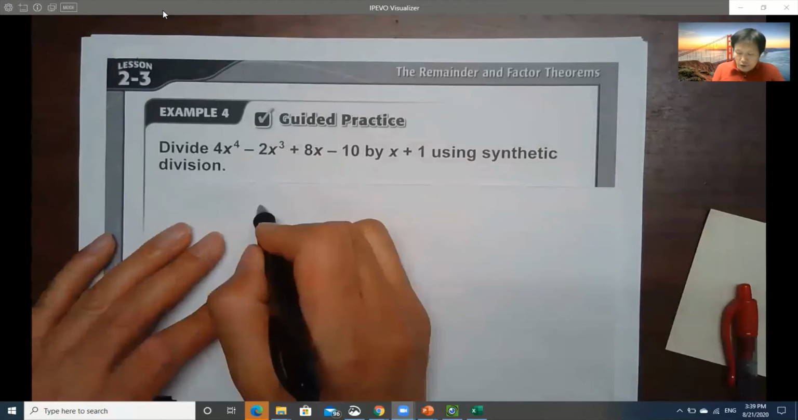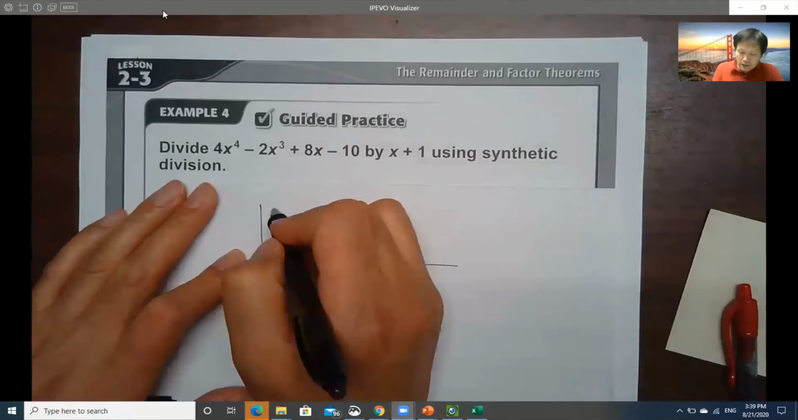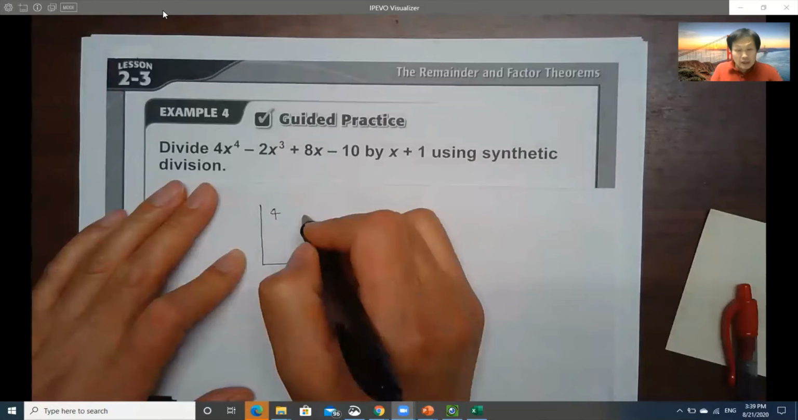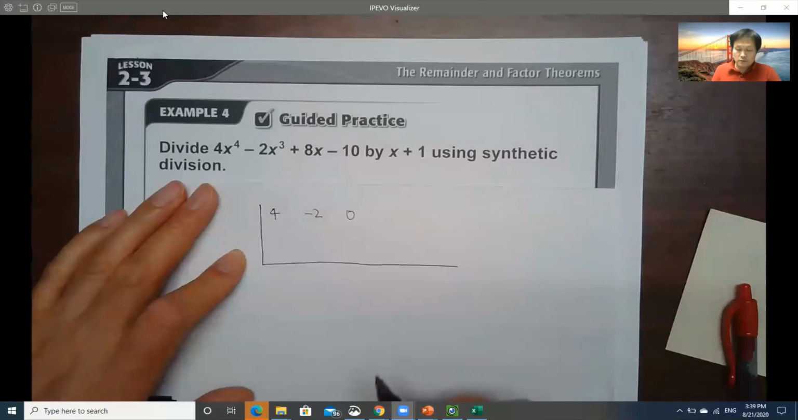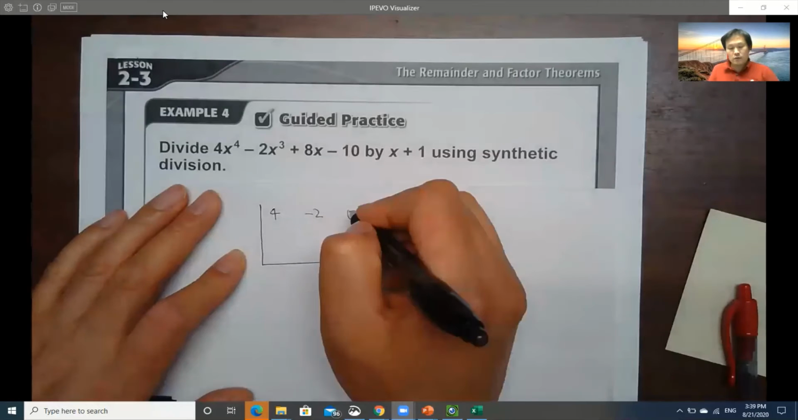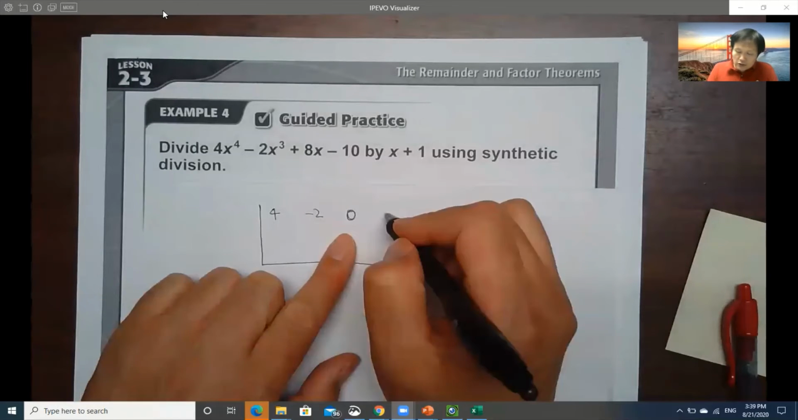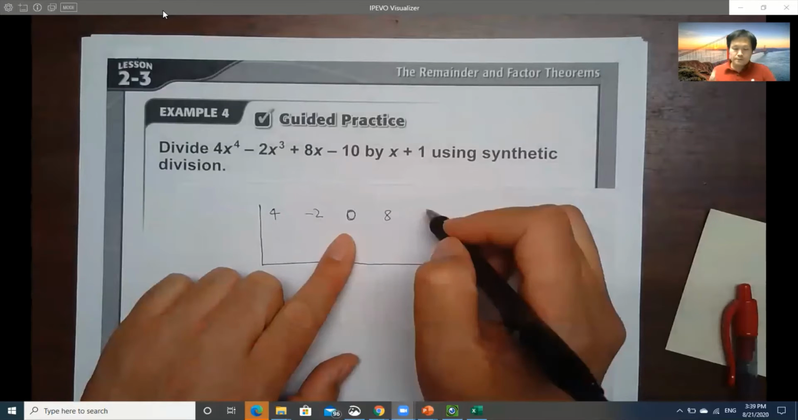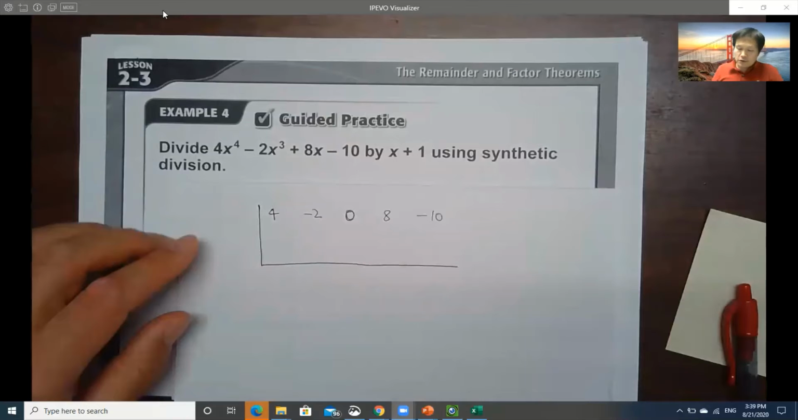You have to check the power first, and then 4 here, minus 2 here. Second power is missing. You have to fill it up with a 0. If you don't, you're gonna make a mistake there. Then 8 here, minus 10 here. You have to be careful with that number.